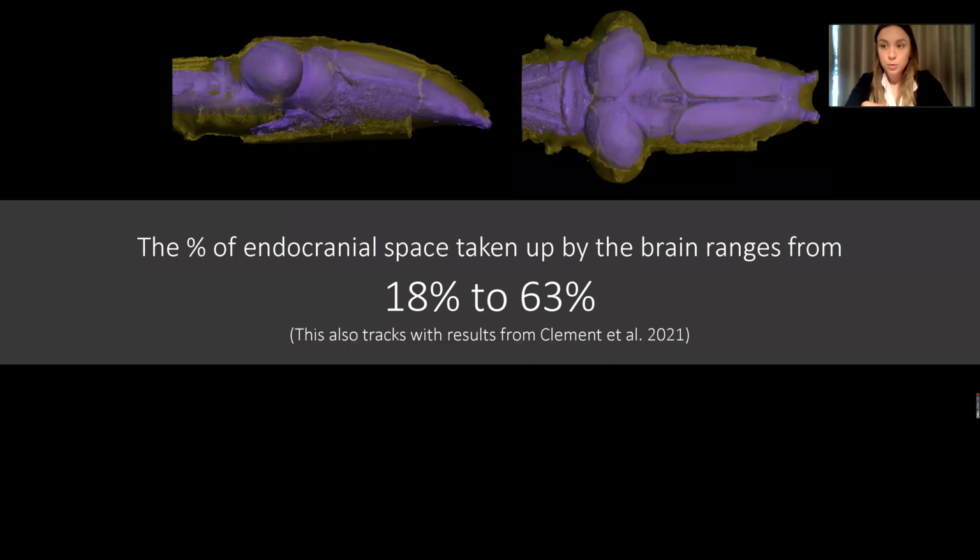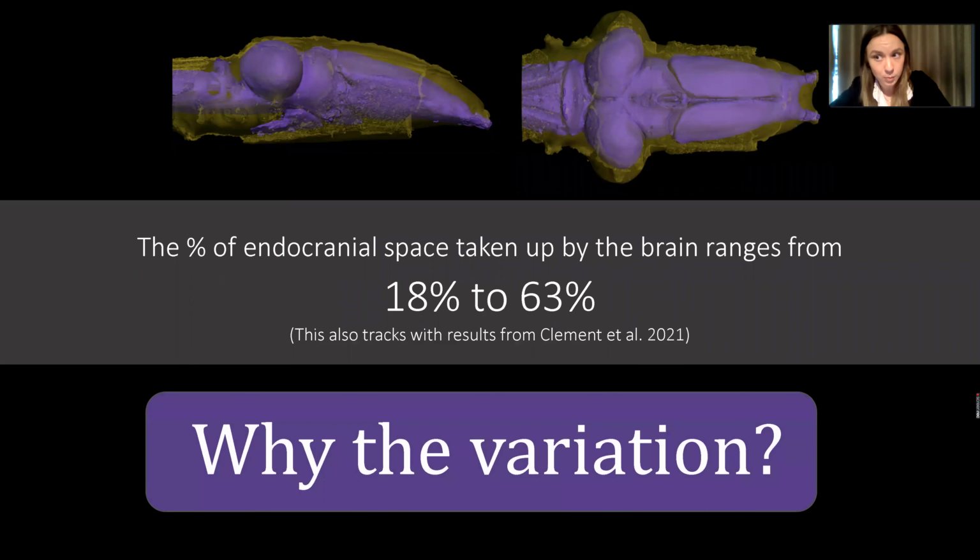When it comes to the percentage of the endocranial space that those brains actually occupy, it ranges from 18 to 63%. Now, not only is this on the lower end of the scale compared to birds and mammals, but this is a pretty large amount of variation. So I wondered why this was.